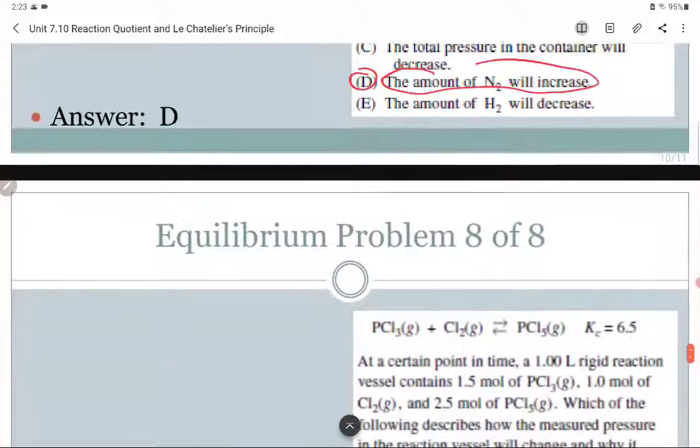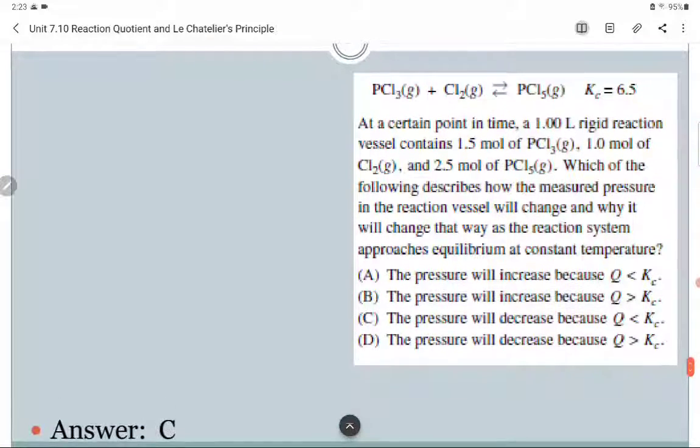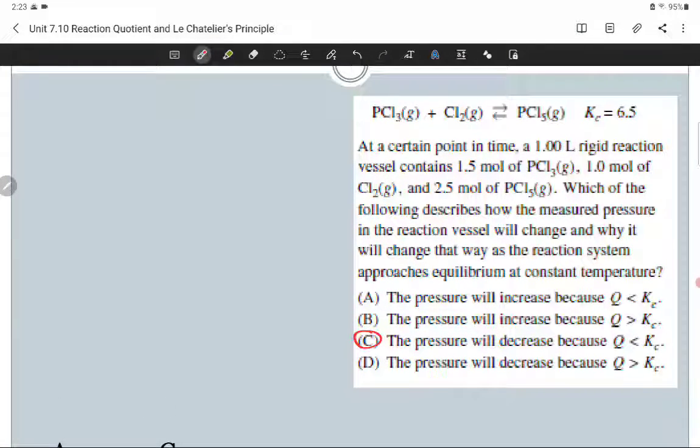Last question. Again, we always have the answers for these multiple choices. K is greater than 1. I don't know if we're going to need that or not. We have a 1 liter container. We have 1.5 moles, we have 1 mole, and we have 2.5 moles. So those moles are going to be molarities because it's in a 1 liter container. And those are initial. So you can do a Q versus K. I haven't even gotten to the rest of the question other than I saw all these deal with Q versus K. And the K was given, so that means we must have to solve for Q.